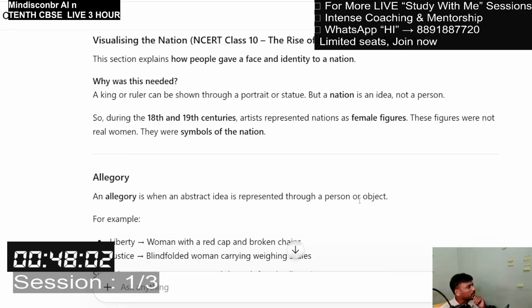We are going to the explanation of Visualizing the Nation. The section explains how people give a face and identity to a nation. Why was this needed? A king or ruler can be shown through a portrait or statue. But a nation is an idea, not a person. So during the 18th and 19th centuries, artists represented nations as female figures. These figures were not real women, they were symbols of the nation.